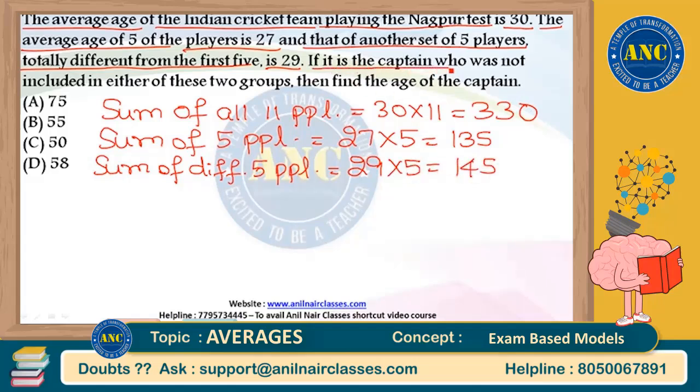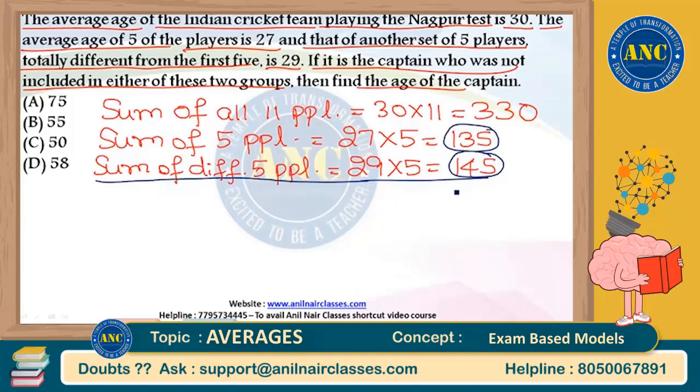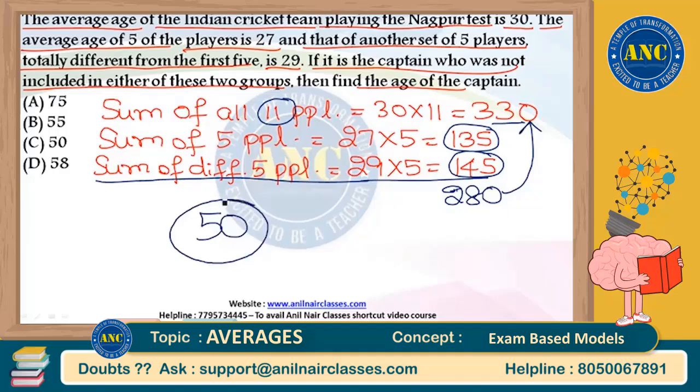If the captain was not included in either of these two groups, find the age of the captain. Now, we need to find the captain's age, who is not in these two groups. So the sum of 10 different people is 135 plus 145, which is 280. The sum of 10 people is 280, and the sum of 11 people is 330. That means the remaining person, the captain, should be 50 years old. I hope the idea is clear.